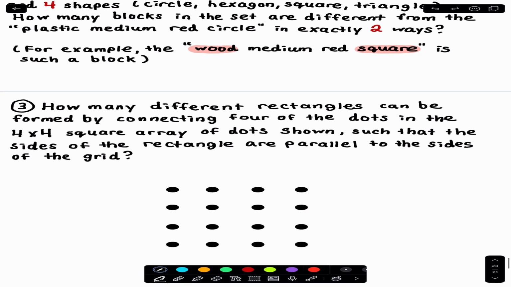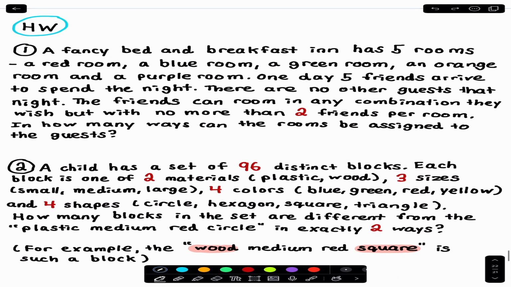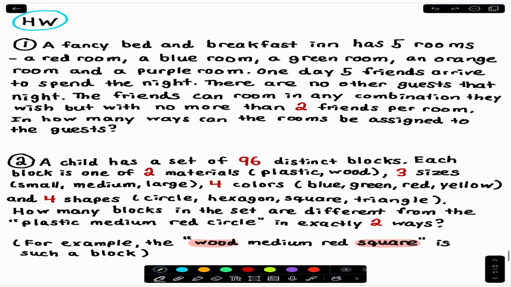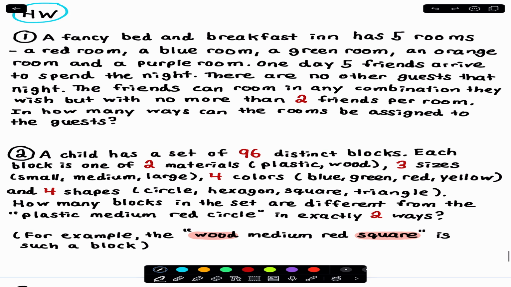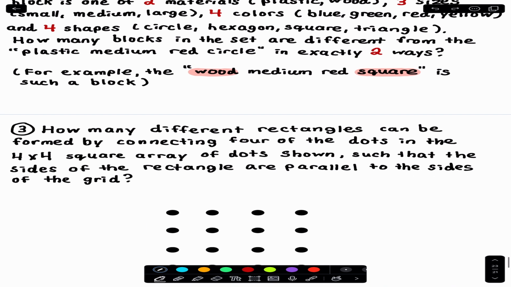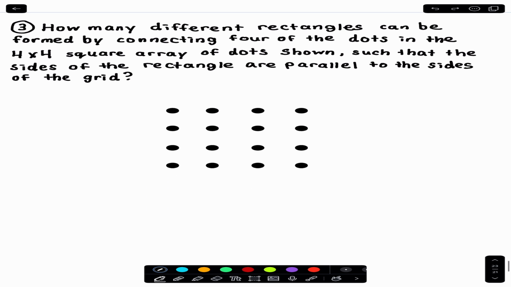So I think all three problems are relatively doable. Maybe the trickiest one is number 2, because there are quite a few cases for that one. But other than that, I would say if you understood what we did today in class, then this homework should be no match for you.